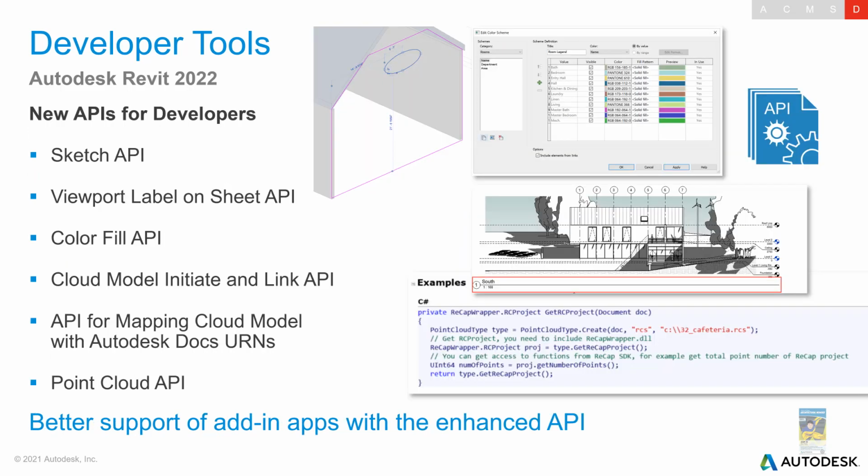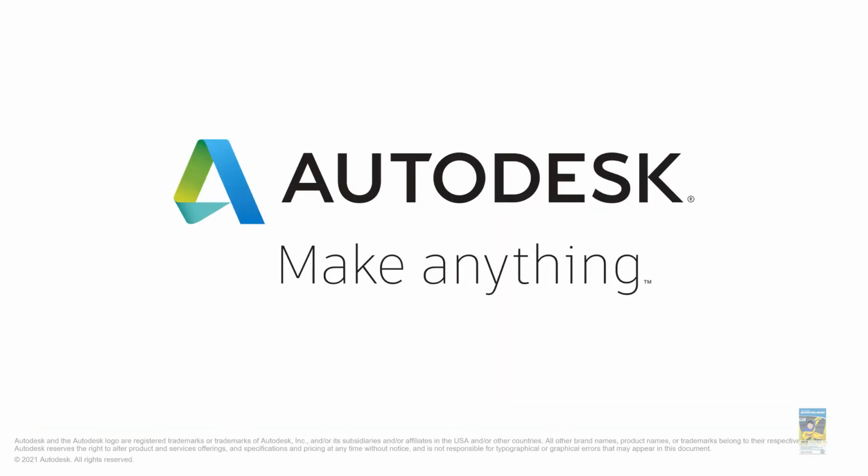And then lastly, you have Sketch API, Viewport Label on Sheet API, Color Fill API, Cloud Model Initiate and Link API, API for mapping cloud models with Autodesk Docs, and Point Cloud API is now visible for the developers. And so as you can see, this is a laundry list of updates and features in Revit 2022.